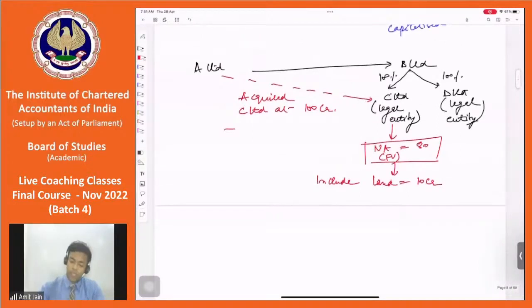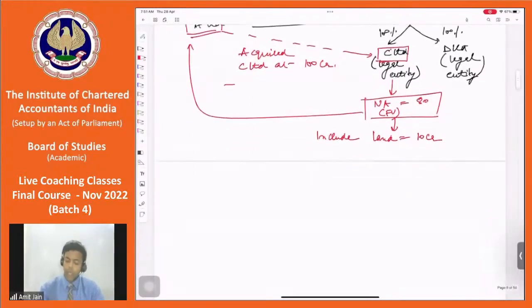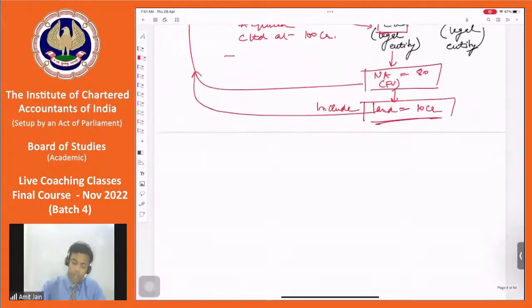Now when the business has been transferred, when this C Limited has been transferred to A Limited, these net assets will be transferred to A Limited. Now this land will also be transferred to A Limited, right? In order to transfer it in its own name, A Limited incurred certain cost.